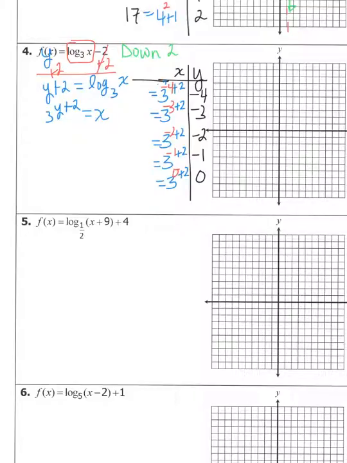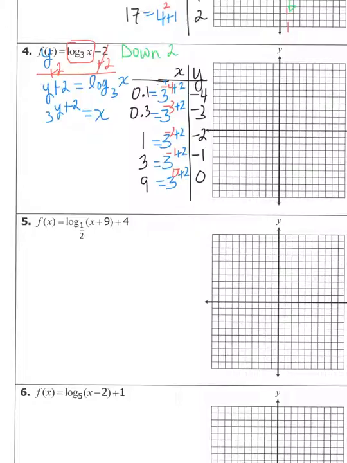Okay, so 3 to the negative 4 plus 2 is going to give me 0.1. And then 3 to the negative 3 plus 2 is going to give me 0.3. 3 to the negative 2 plus 2 is going to give me 1. 3 to the negative 1 plus 2 is 3. And 3 to the 0 plus 2 is 9. And so I can graph all of those.